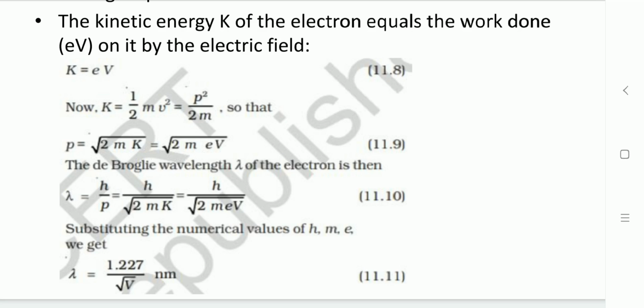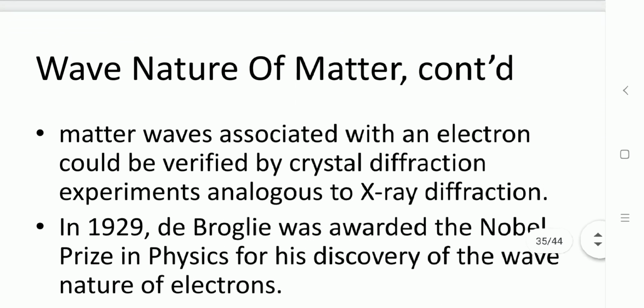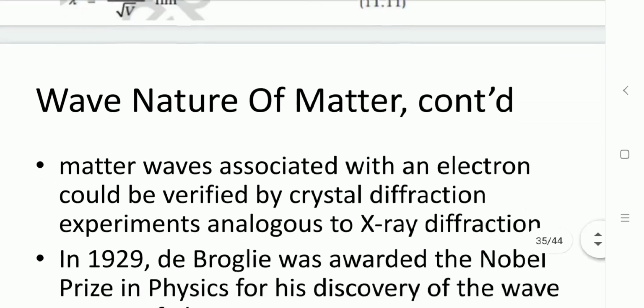So we have the equation lambda equal to 1.227 by the square root of V nanometer. Here V is the magnitude of the potential voltage. If we are given 120 volt of accelerating voltage, then lambda equals 0.112 nanometer. This wavelength is of the same order as the spacing between the atomic planes in a crystal.